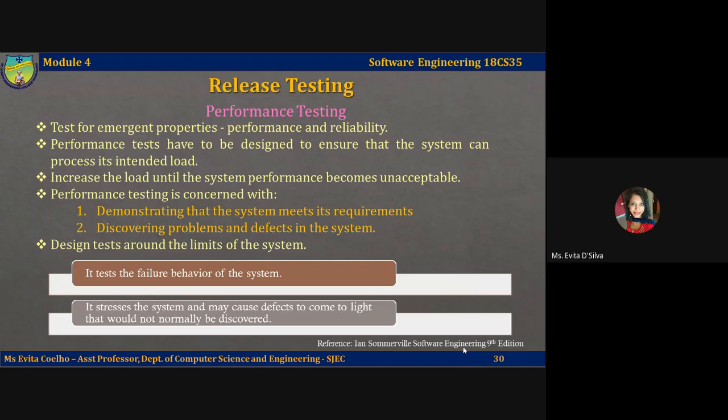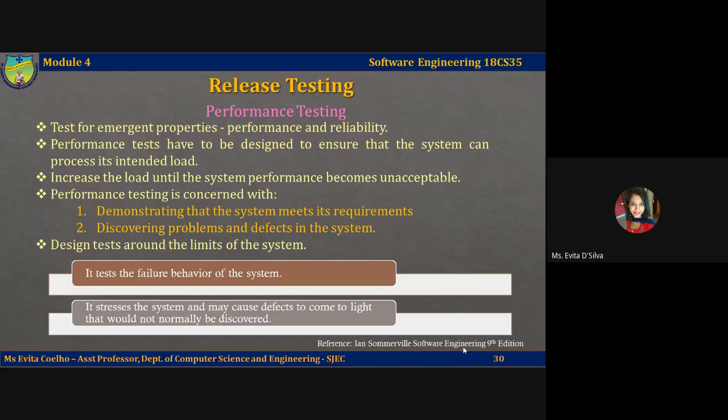Secondly, it stresses the system and may cause defects to come to light that would not normally be discovered under regular circumstances. Although it can be argued that these defects are unlikely to cause system failures in normal usage, there may be unusual combinations of normal circumstances that the stress testing will discover. Stress testing helps you discover when the degradation begins so that you can add checks to the system to reject transactions beyond this stress point.